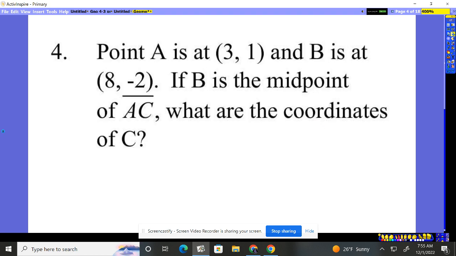Just think, midpoint means the middle. It's the average. How do you find the average? Add them together, divide by 2.